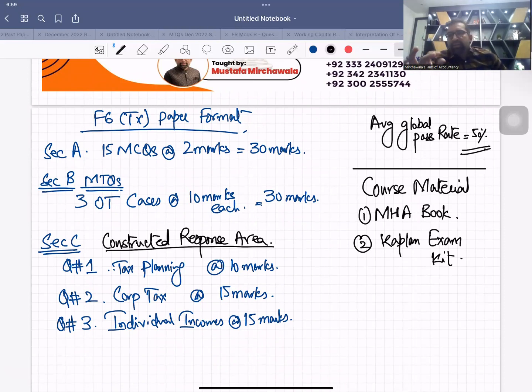Papers like F6, F7 have got the highest pass rates, right? That's why it is recommended to opt for these papers first. Why is it recommended? Because when you opt for those papers which have the highest passing rate, automatically the chances of passing that paper are high. So first you should opt for those papers with a higher passing rate, then you should go towards the papers with a low pass rate. In this way you can get motivation.